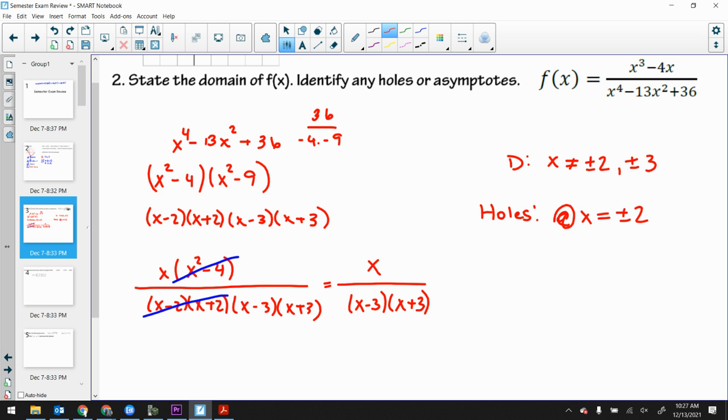Now we have to check any asymptotes. Okay, horizontal and vertical asymptotes. Remember that there are horizontal asymptotes. Actually, let's go vertical asymptotes first. Those are the easy ones. Vertical asymptotes. Where are the vertical asymptotes? Where the denominator equals 0. So we can say x equals plus or minus 3.